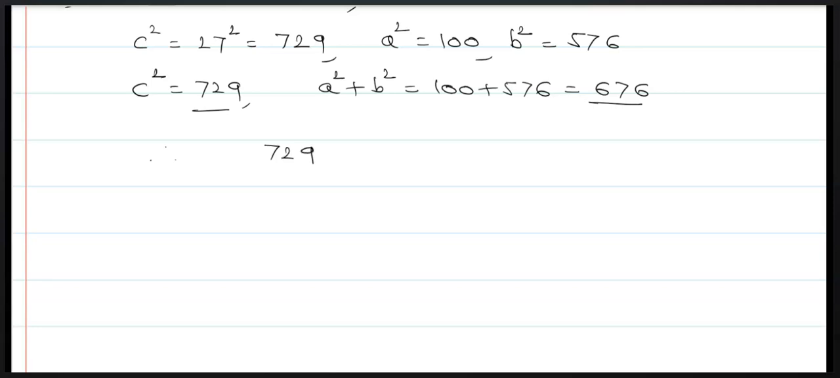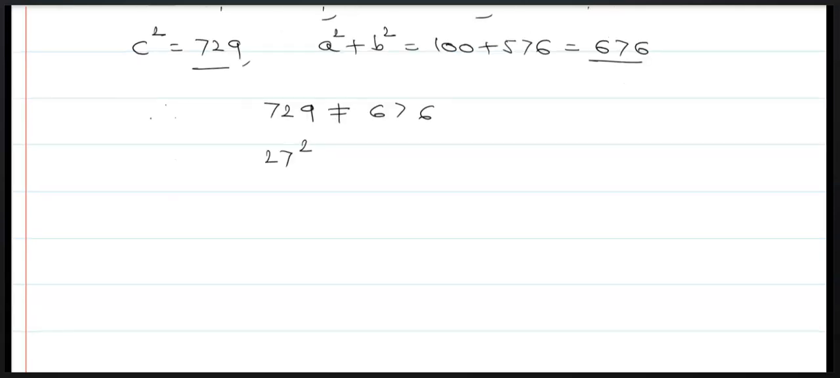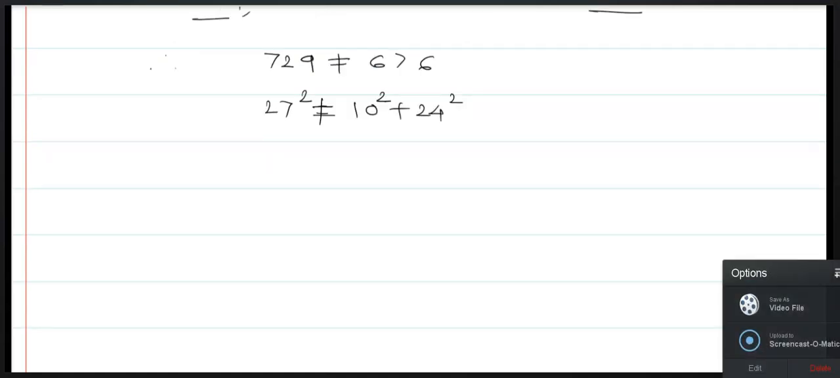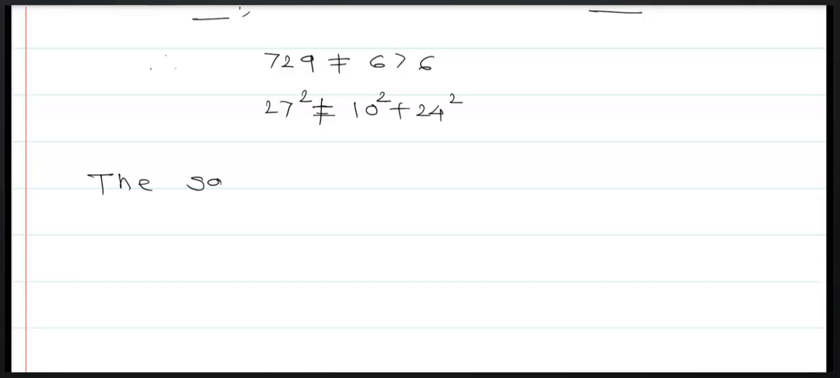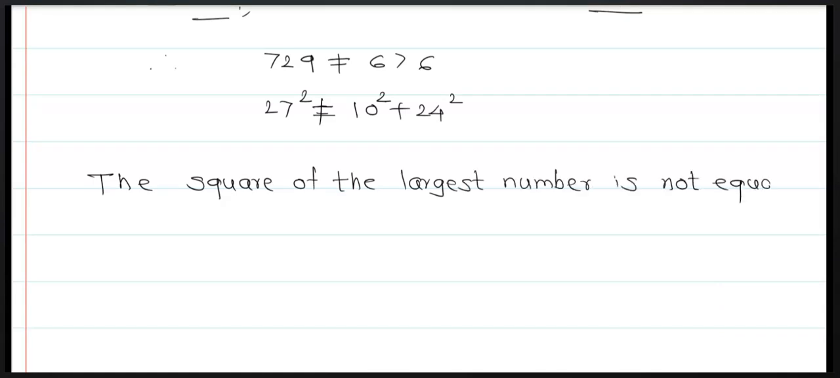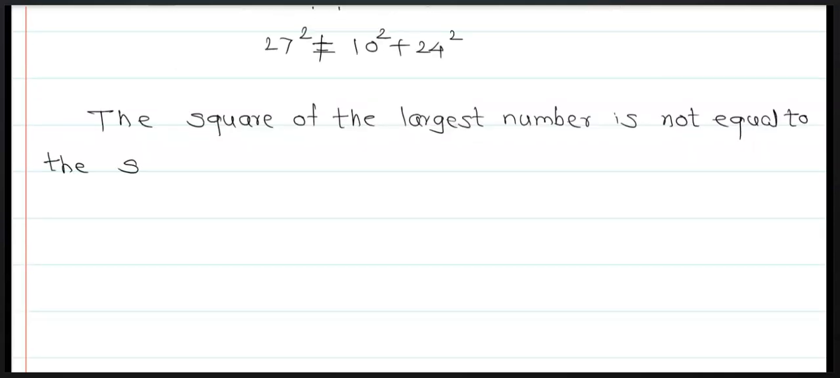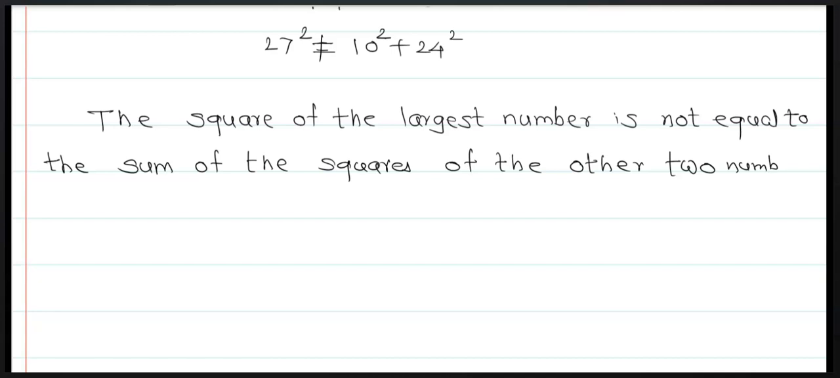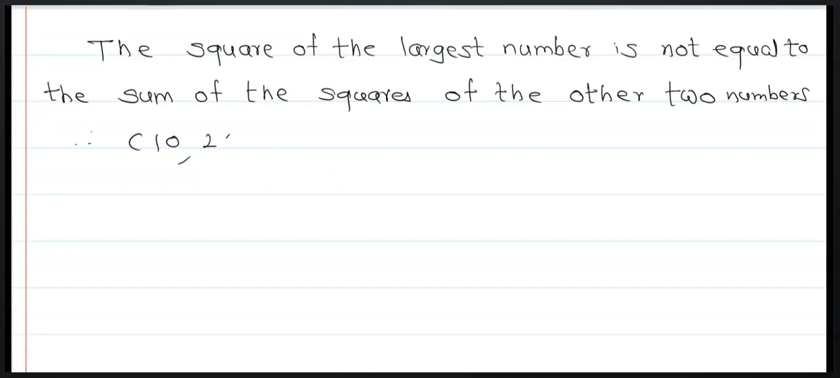Now these two are not equal. 729 is not equal to 676. Therefore, 27 square is not equal to 10 square plus 24 square. Therefore, the square of the largest number is not equal to the sum of squares of the other two numbers. Therefore, 10, 24 and 27 is not a Pythagorean triplet.